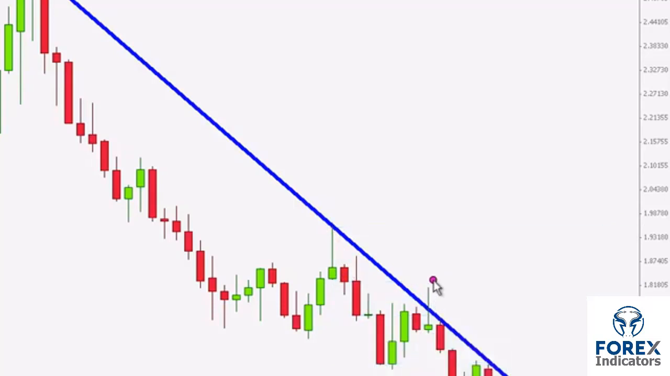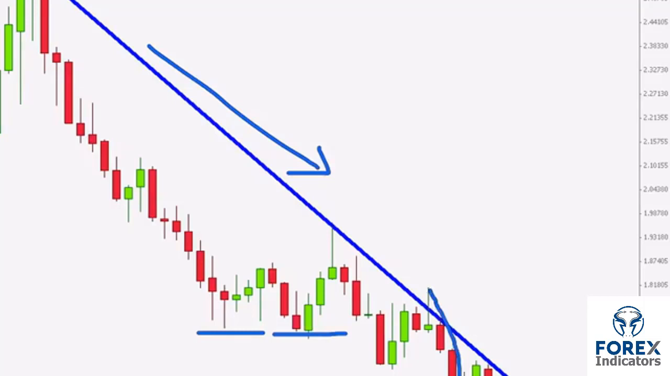That fake breakout again gave me another hint that the next move was going to be to the downside. That solid breakout that we had previously seen hinted to me that the downward pressure in the market was stronger than the support levels, and therefore price was to continue moving to the downside.